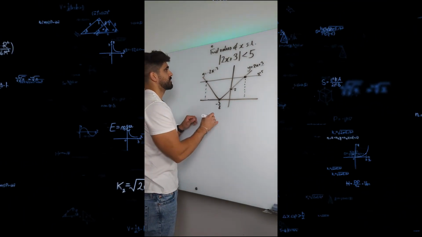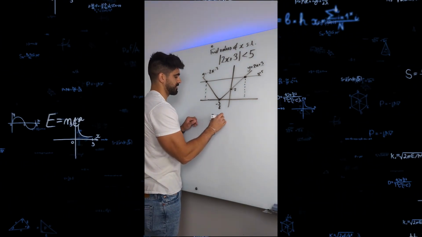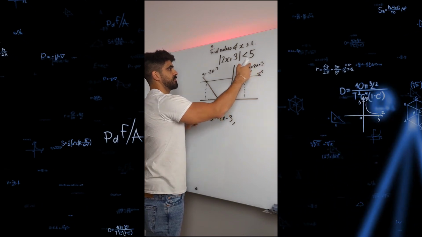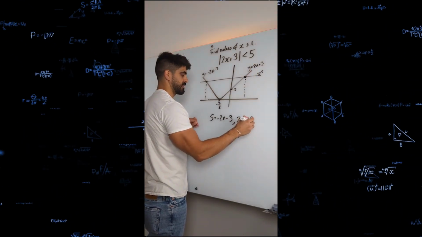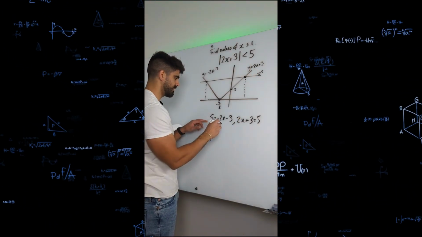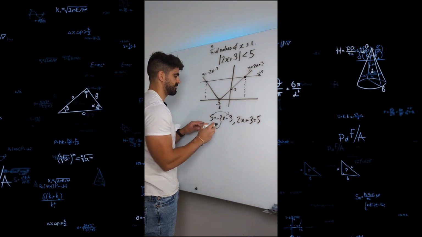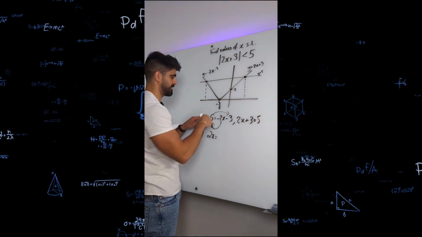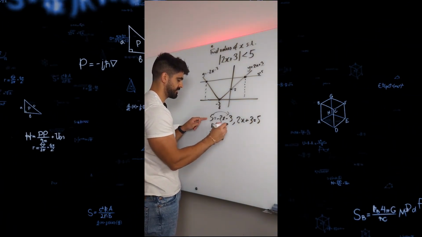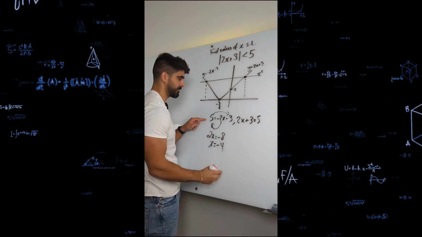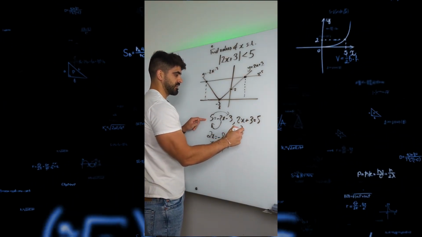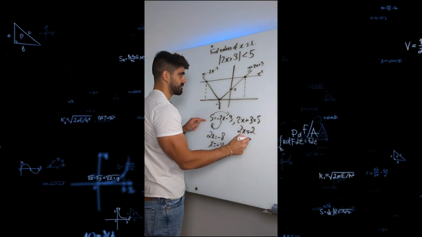So the first one, we're just going to say 5 equals minus 2x minus 3. This one is when 5 equals 2x plus 3. Bring that here, minus the 5, so we get 2x is the positive 5 on the other side is minus 8. x is minus 4. Here we're going to get 2x is 2, x is 1.